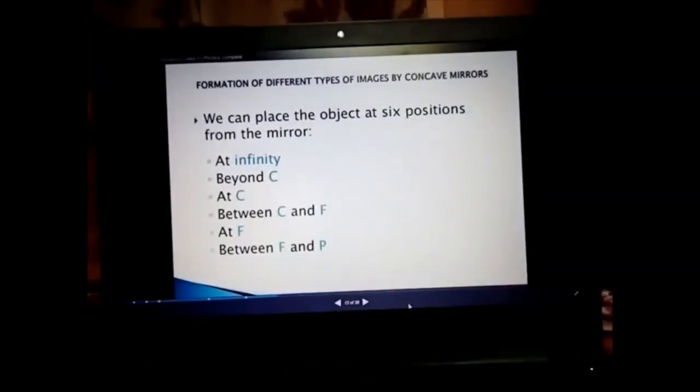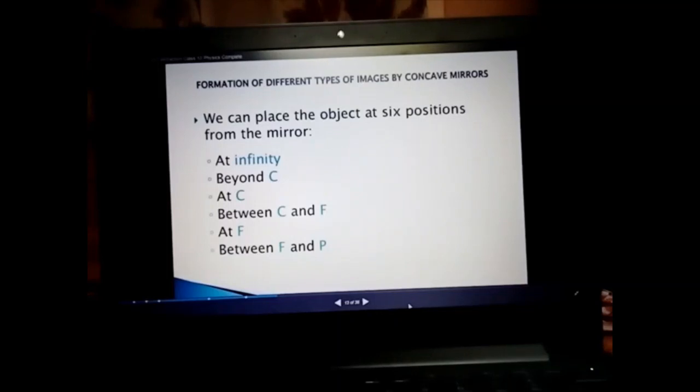Now the next topic is formation of image by the concave mirror. So in this we have 6 different cases when the object is placed at 6 different positions in front of the mirror. The first position is when the object is placed at infinity.